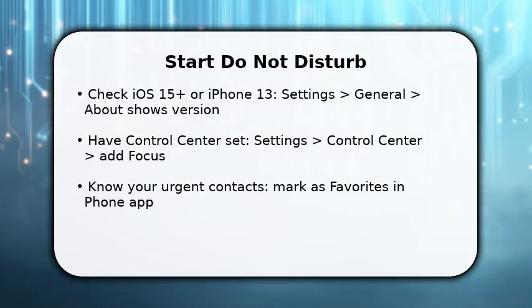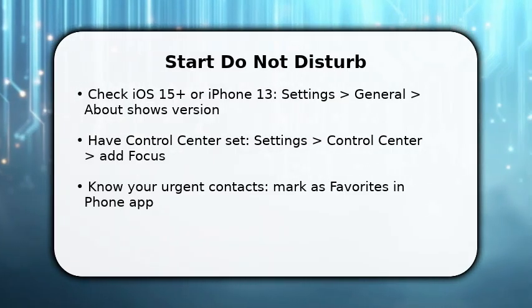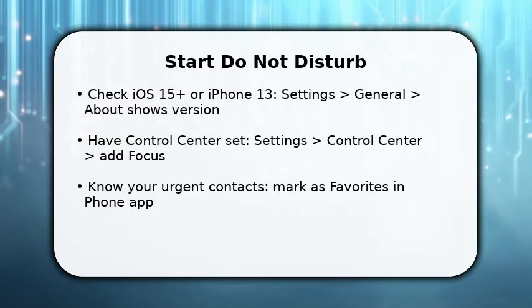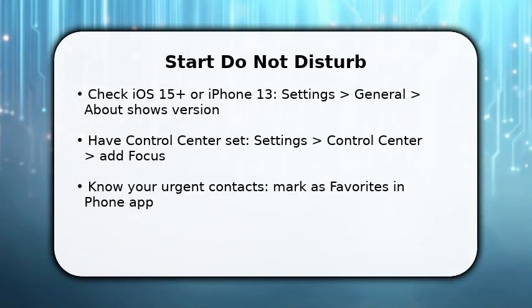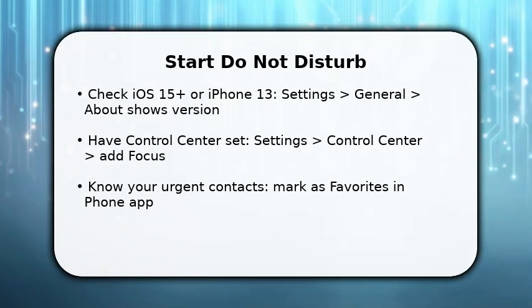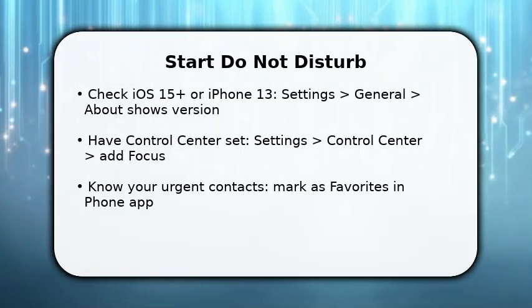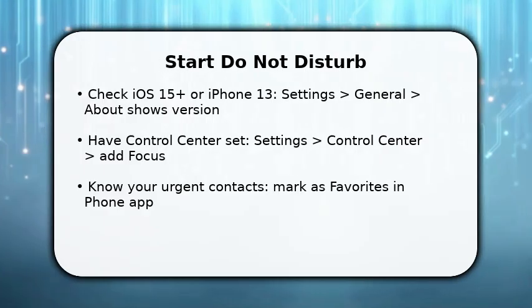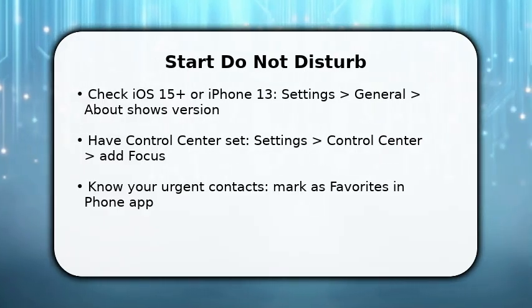Next, mark urgent contacts as favorites so you can allow their calls if needed. Once done, swipe down from the top right and make sure the Focus tile is visible. This first step saves time and prevents interruptions while you customize why and how DND blocks alerts.